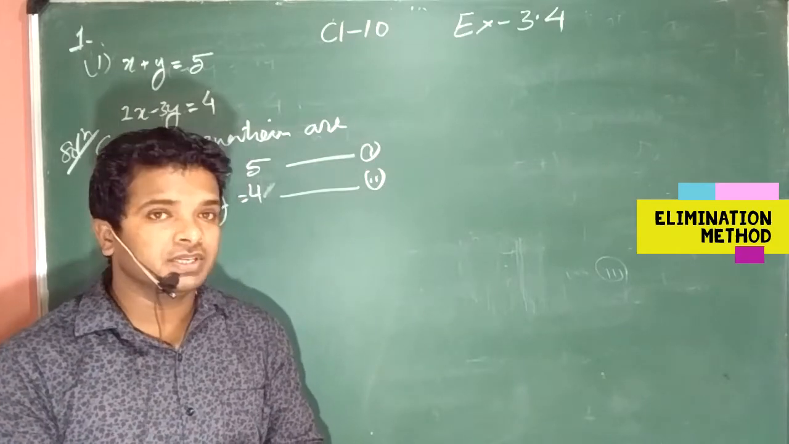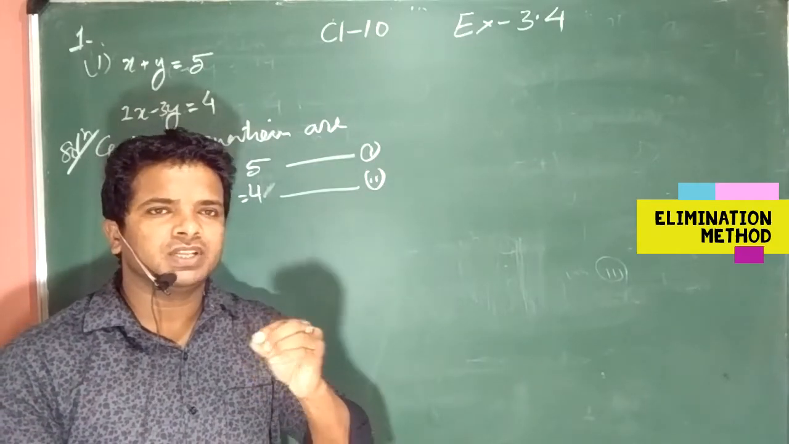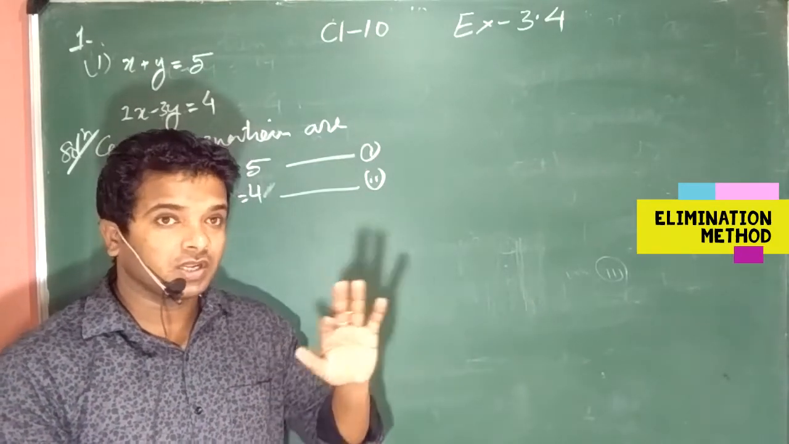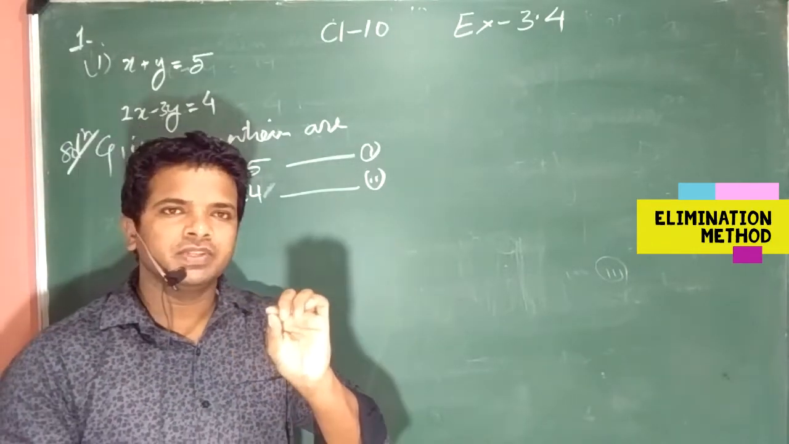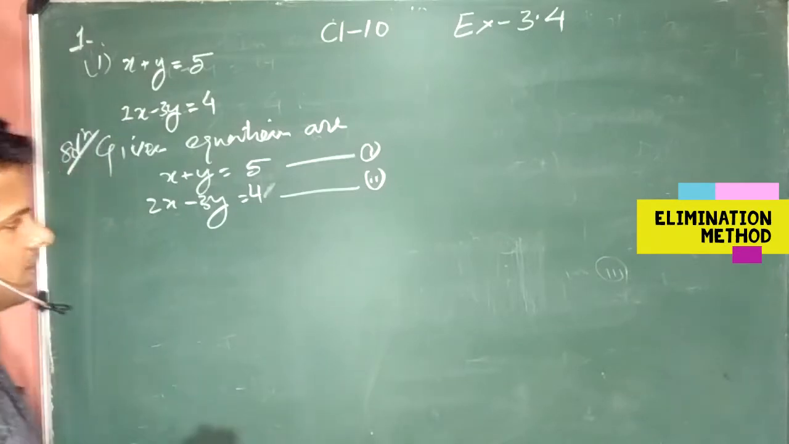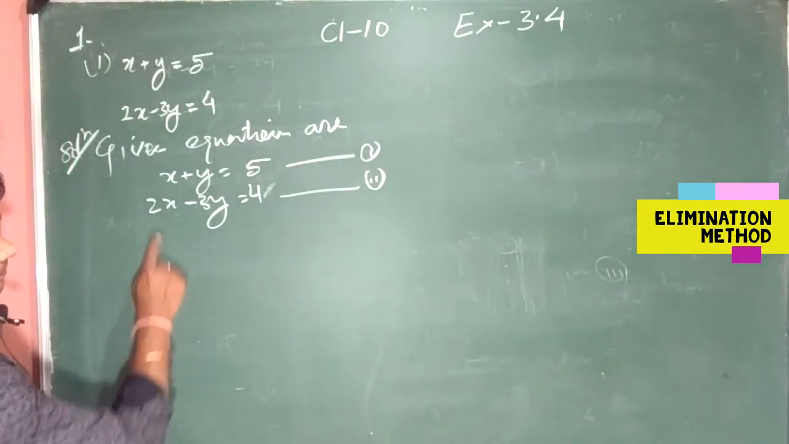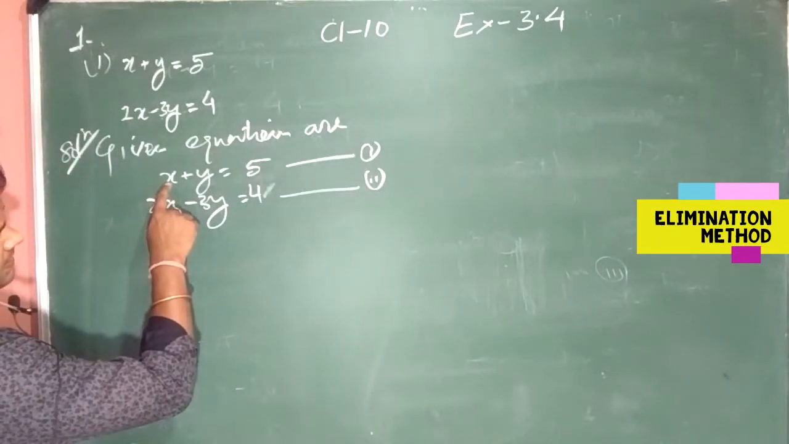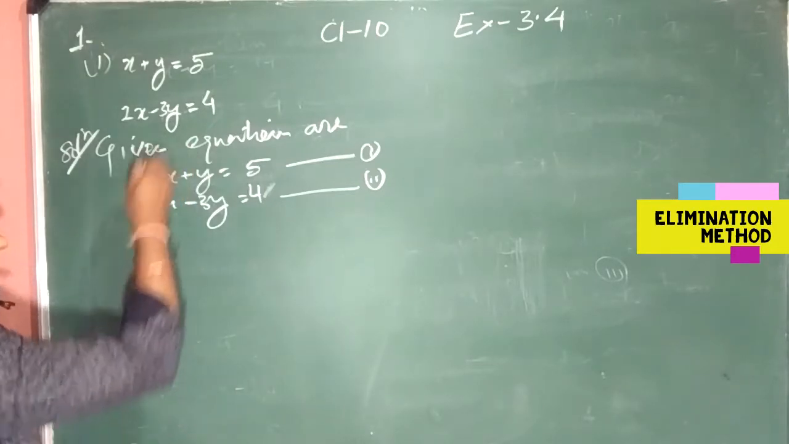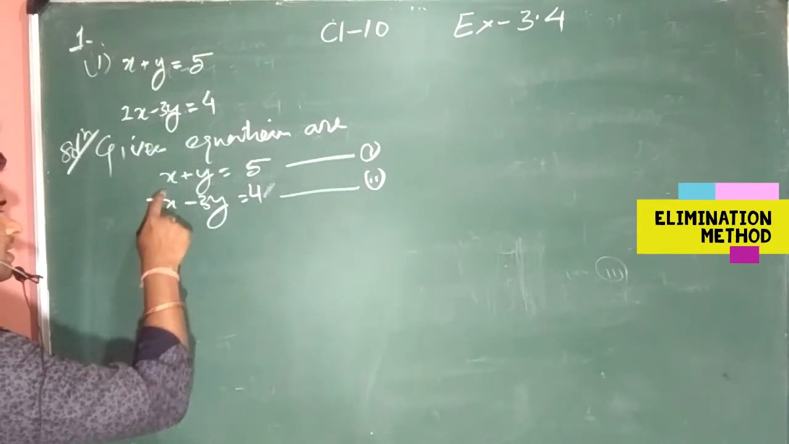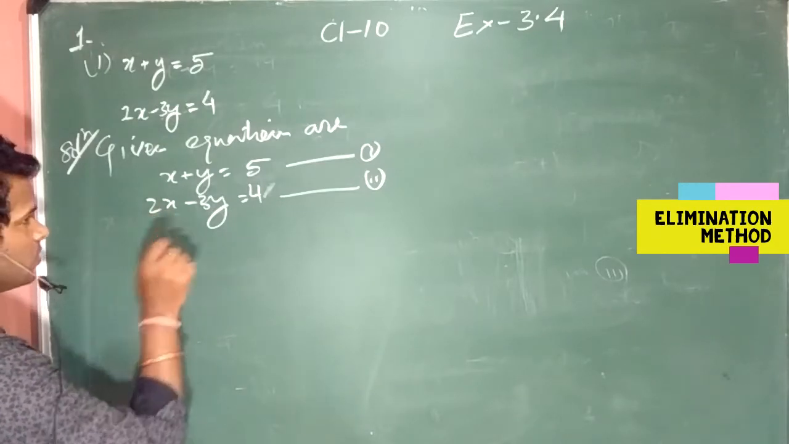But now it is the elimination method. Elimination means we need to eliminate a value, one variable, x or y, from the two variables. How will we eliminate? You see, this is x and this is 2x. We need to cancel these two in this way. But it is x and it is 2x, it is double. We cannot do that.